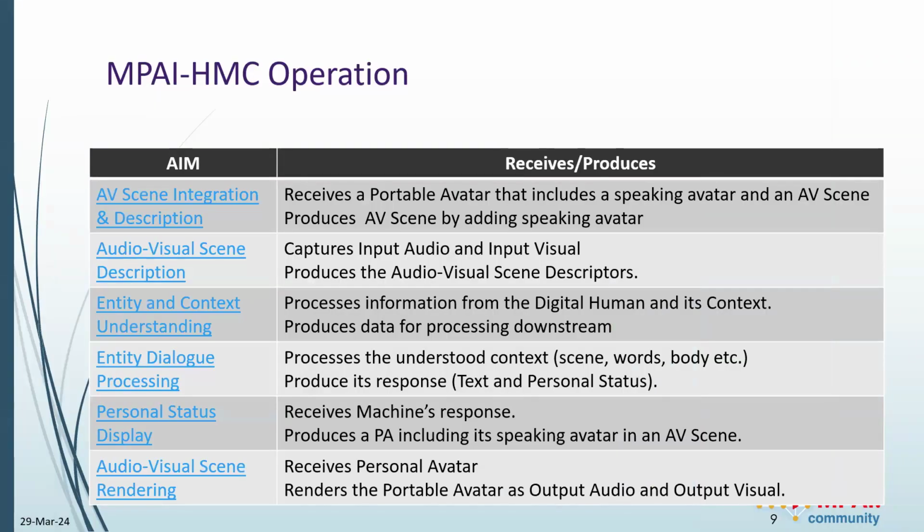The next slide just shows a review of the modules we were looking at a moment ago in the flow diagram, summarizing the input and output of each module. We'll take just one example, that is the personal status display. That's the second from the bottom. It receives the response of the machine participant and produces a portable avatar that will handle the audiovisual elements of that response.